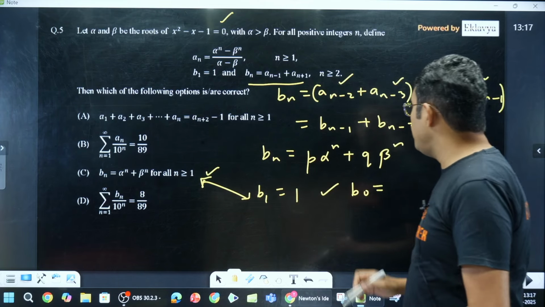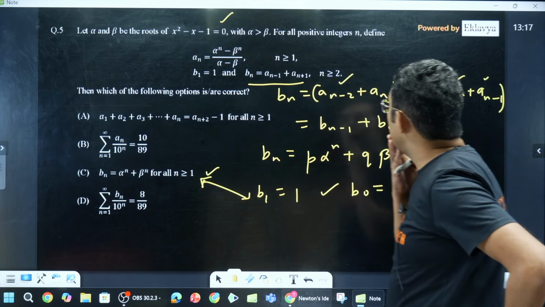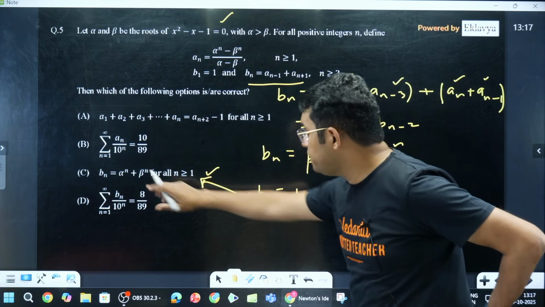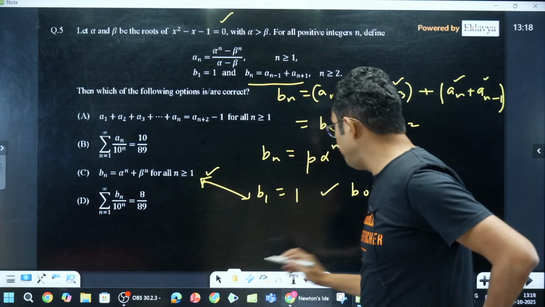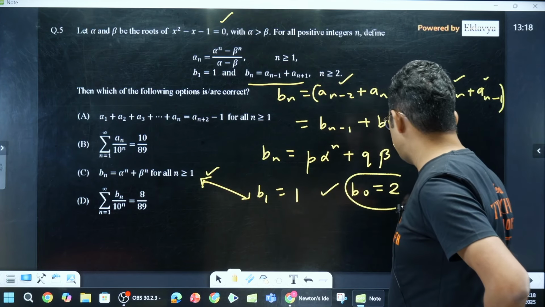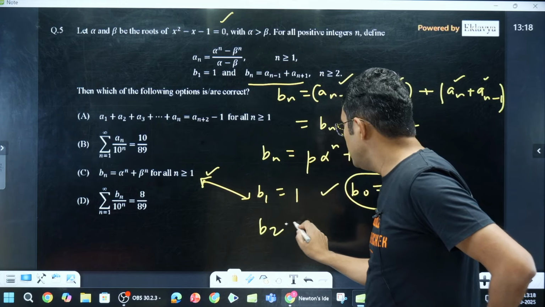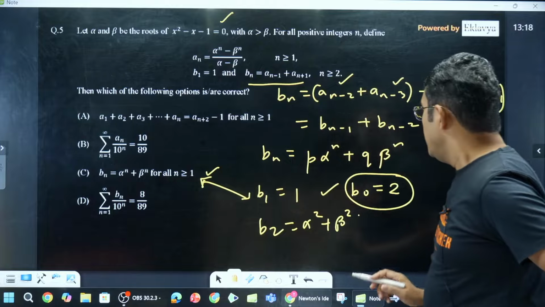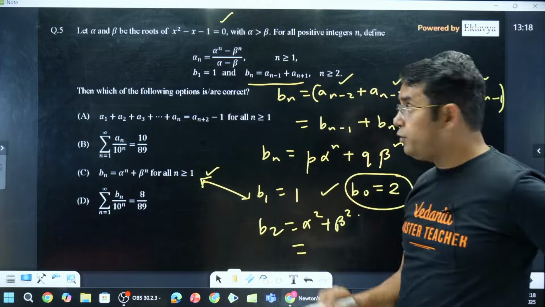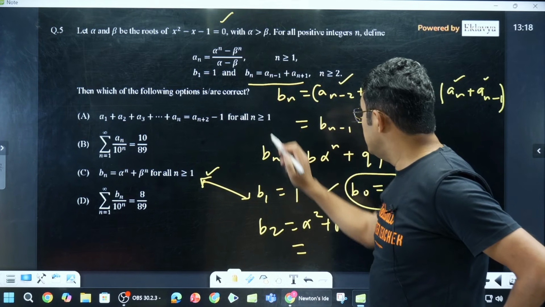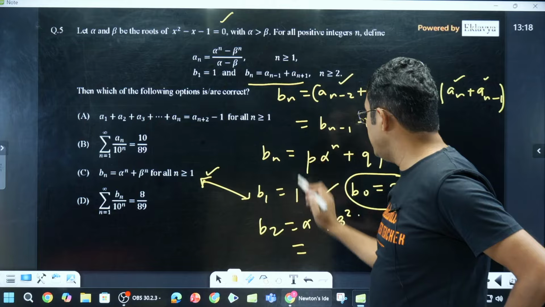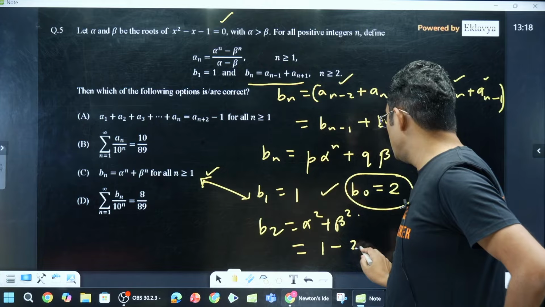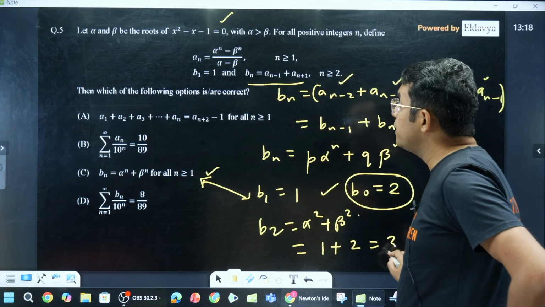So B naught, how can we find B naught? Actually from this, B naught will be 2. Just let me think, and B2 would be alpha square plus beta square. Okay, now alpha square plus beta square, if you solve, you can find by sum of roots, product of roots also, that will be 1 plus 2 actually, so it will become 3.